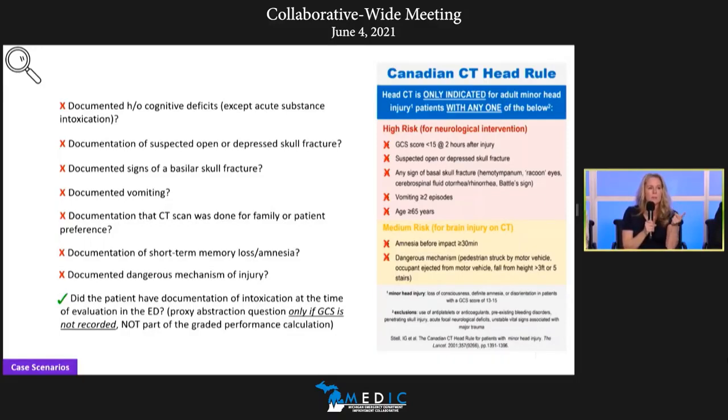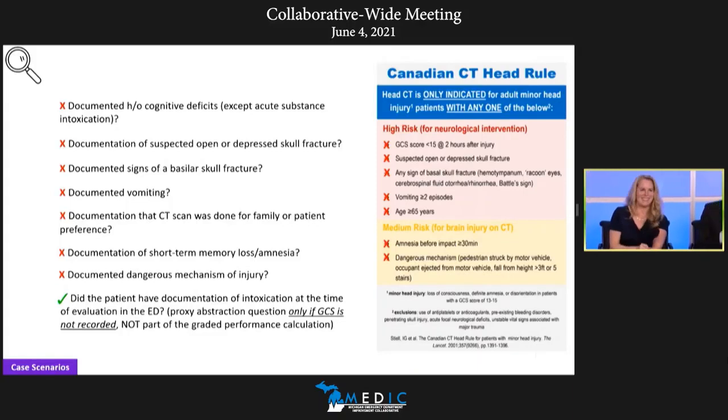The one thing we did have, and we do note in the documentation, is that this patient was intoxicated, but we also put the GCS of 15, so we didn't have to use any of our proxy measures for this particular one. Okay. Now we'll move to the next one.